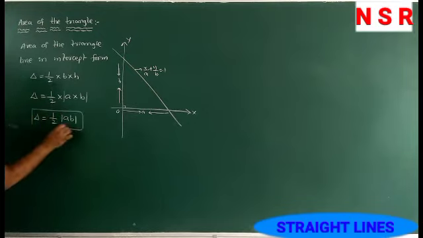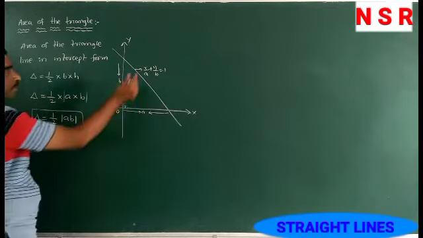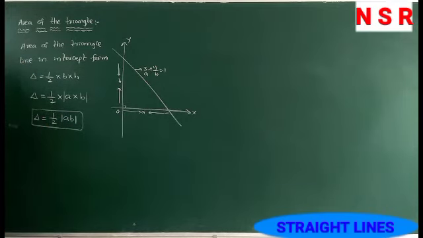So this is the area of the triangle if the given line is in intercept form, that means x by a plus y by b equals 1. If the straight line is in intercept form, at that time we use this area of the triangle formula, that is delta equals half mod AB.